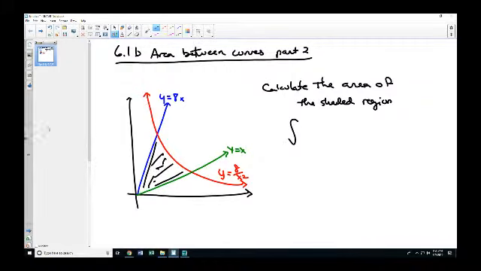Second day of area between curves, part 2. So we're going to look at something that involves 3 curves, and then we're going to actually move to integrating along the y-axis a little bit.